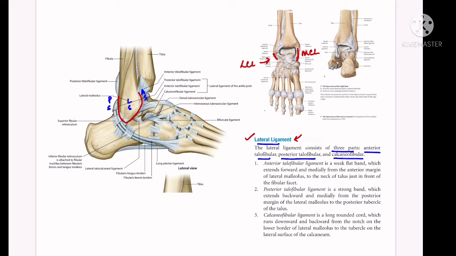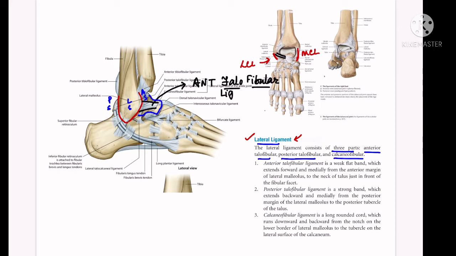The anterior talofibular ligament extends forward. Let's mark the anterior talofibular ligament first. This is the anterior talofibular ligament. In the anterior view, it looks like this. Talofibular, that means from fibula to talus. So let's mark the talus as well. Here goes the outline of the talus in this view.